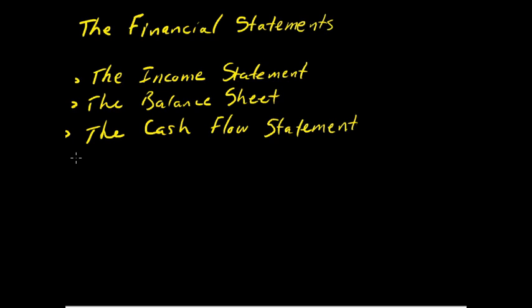Now, there are three financial statements that we're going to talk about. The first is the income statement, the second is the balance sheet, and the third is the cash flow statement, which is also sometimes called the statement of cash flows. And so let's first talk about the income statement.